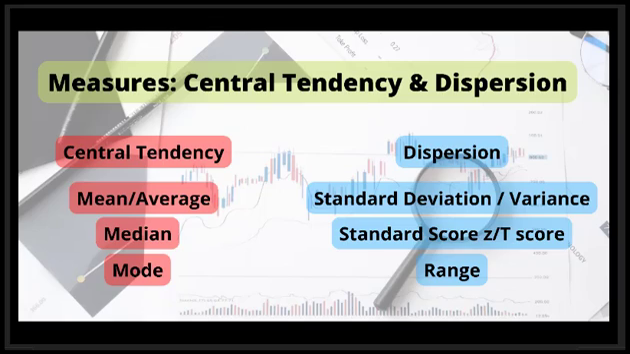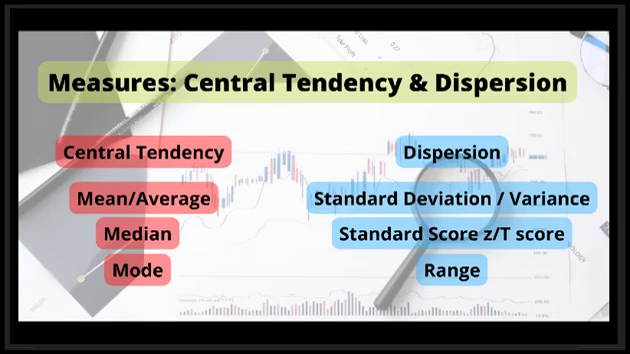Central tendency and dispersion. There are two kinds of measures. Measures that indicate the approximate center of a distribution are called measures of central tendency. Measures that describe the spread of the data are measures of dispersion. These measures include the mean, median, mode, range, upper and lower quartiles, variance, and standard deviation.